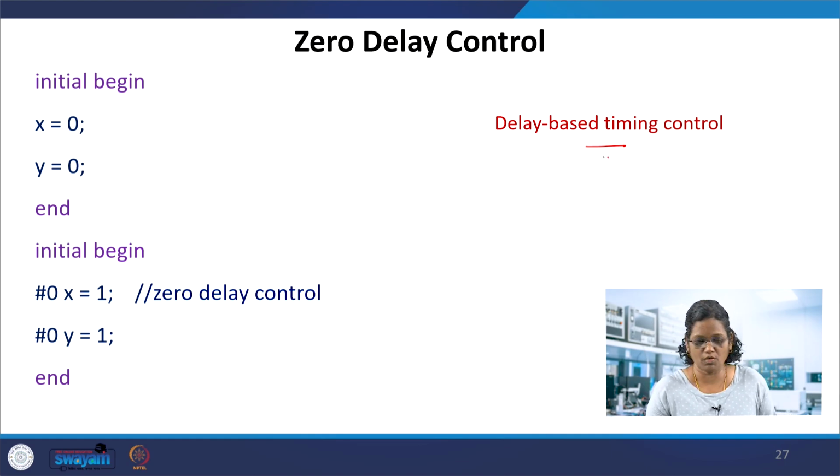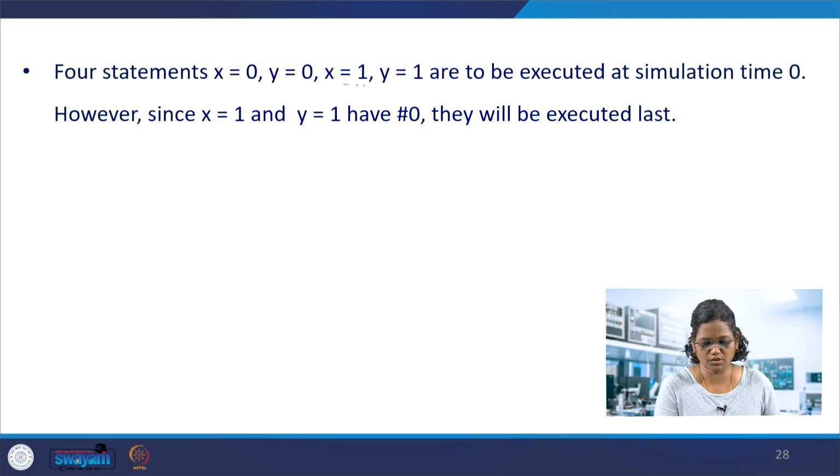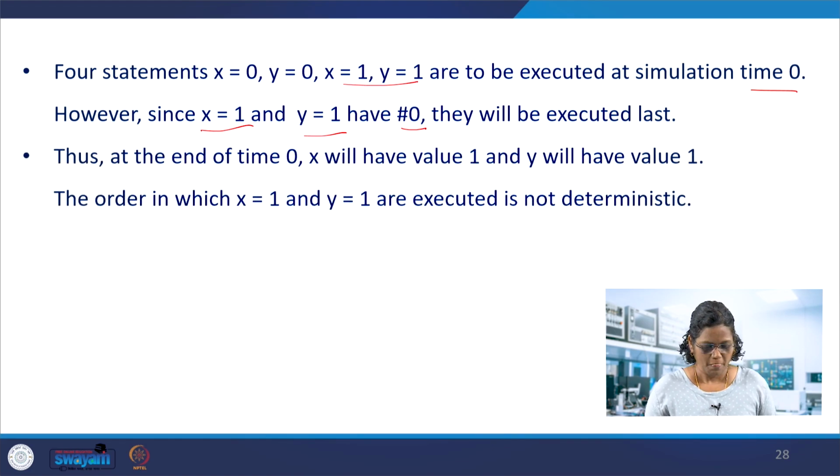It is a delay based one, instead of having a number or expression or anything, just keeping this statement to be executed a little later than the others. So, we can have #0. So there are four statements, x 0 y 0 x 1 y 1, as I said, which should be executed at time t equal to 0. However, x 1 y 1 have this delay, so they will be executed last in time t equal to 0, and the order in which this x and y will be executed is not deterministic.